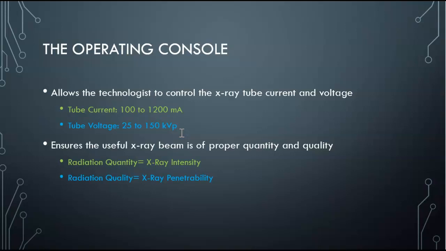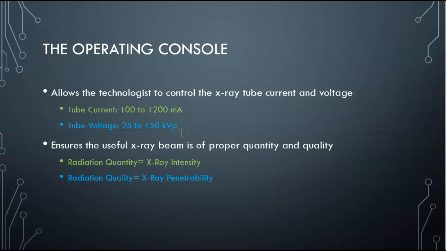Radiation quantity talks about the number of photons, and it's equal to the X-ray intensity. So you hear us talk about intensity. Intensity is quantity. Okay, so if we're talking about quality, radiation quality, which is our X-ray penetrability, we're talking about our kVp.